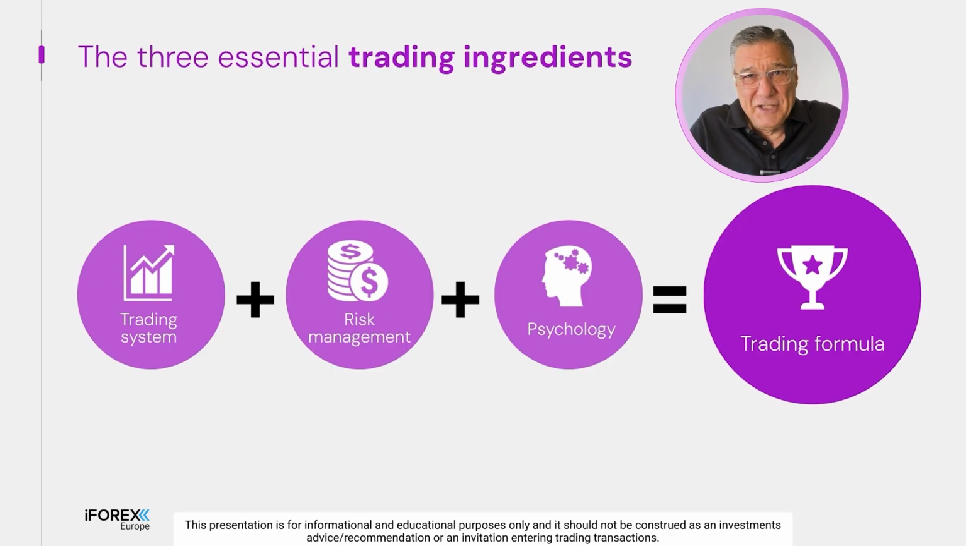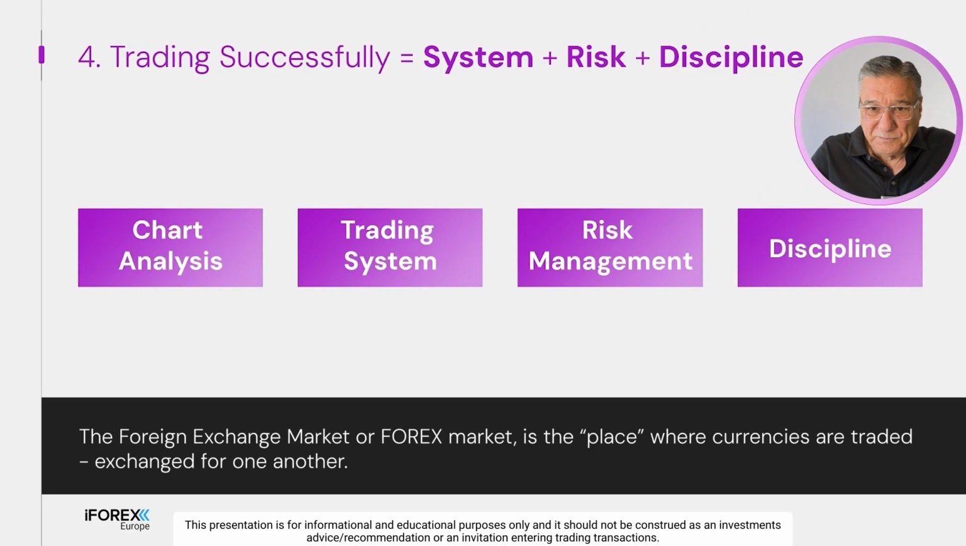So, there are three essential ingredients when trading the financial markets. First is a trading system, a robust trading system that we have tested and we trust. This is very important. Then, of course, we need some risk management rules to mitigate our potential risks. And of course, we need the psychology, the mindset, the discipline to follow the trading system and the risk management rules. Everything together is what I call a trading formula.